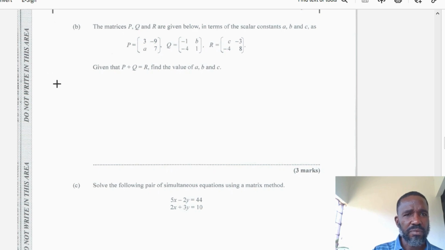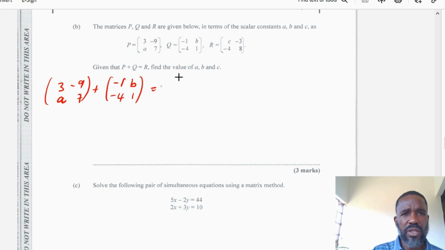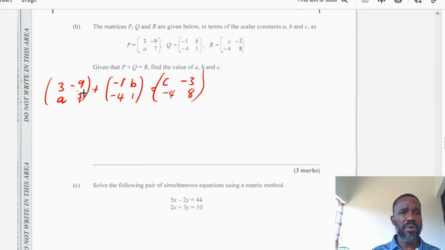So we have 3, -9, A, 7, plus -1, B, -4 and 1 equal to R, and R is equal to C, -3, -4 and 8. So we have that. So again, when adding or subtracting matrices, we add or subtract corresponding values.